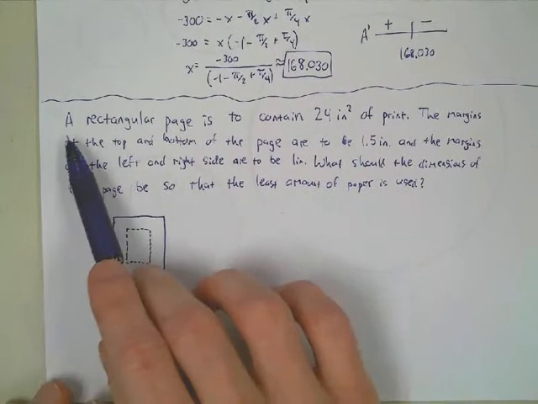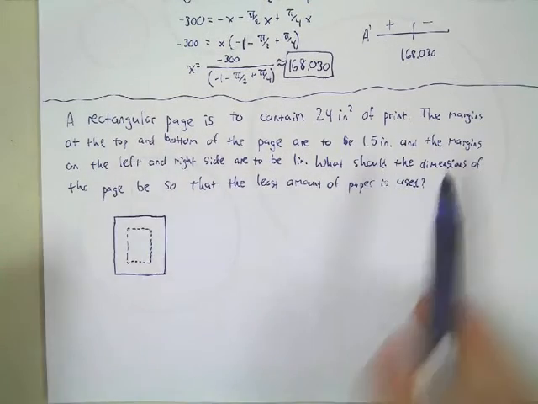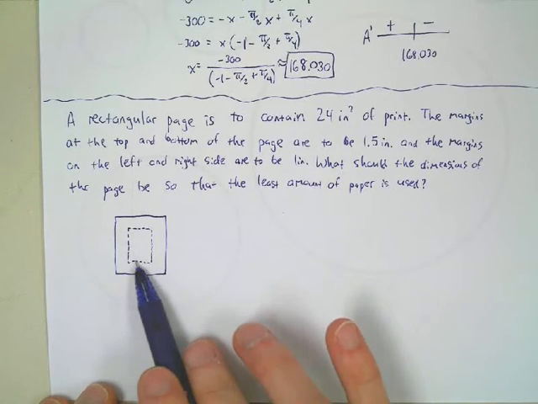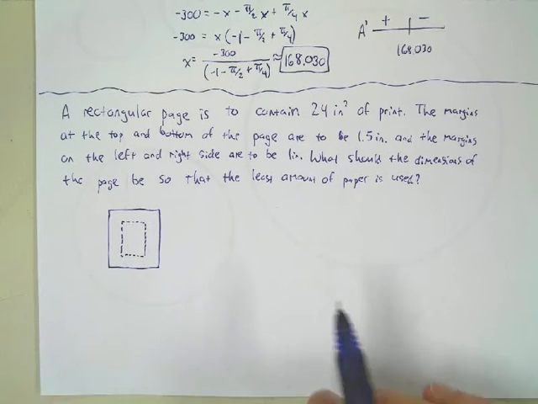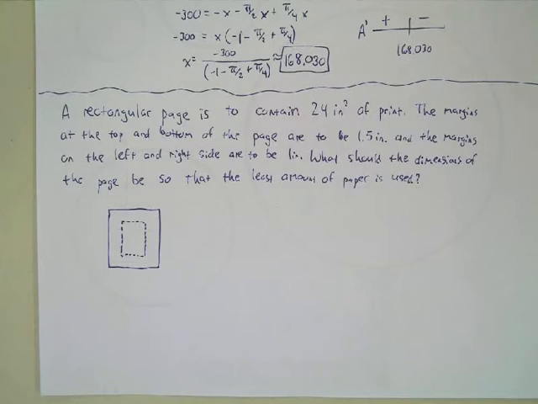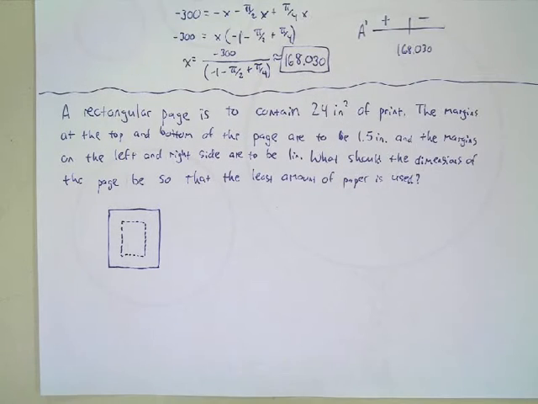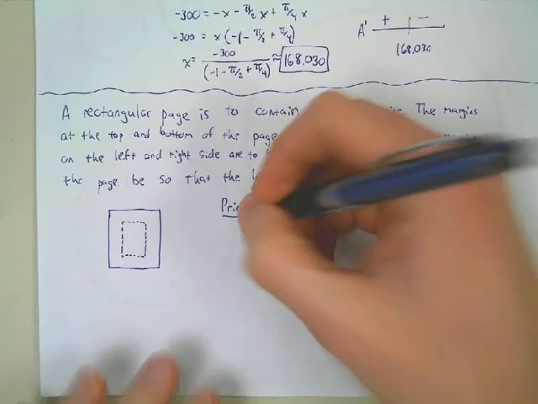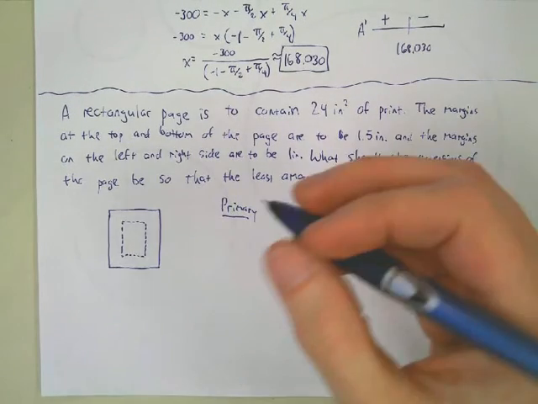A rectangular page, so we're all okay with this. So we have our picture right here. 24 square inches of print is in this dotted line section. That's where the print's going to be, and we have this margin here where there will be no print, okay? Big picture, what we want to do is come up with some way to represent this. We want to use the least amount of paper, so that means our primary equation is going to deal with the area of the page. We're not given any guidance about the dimensions of the page, so let's call one of them x and one of them y.